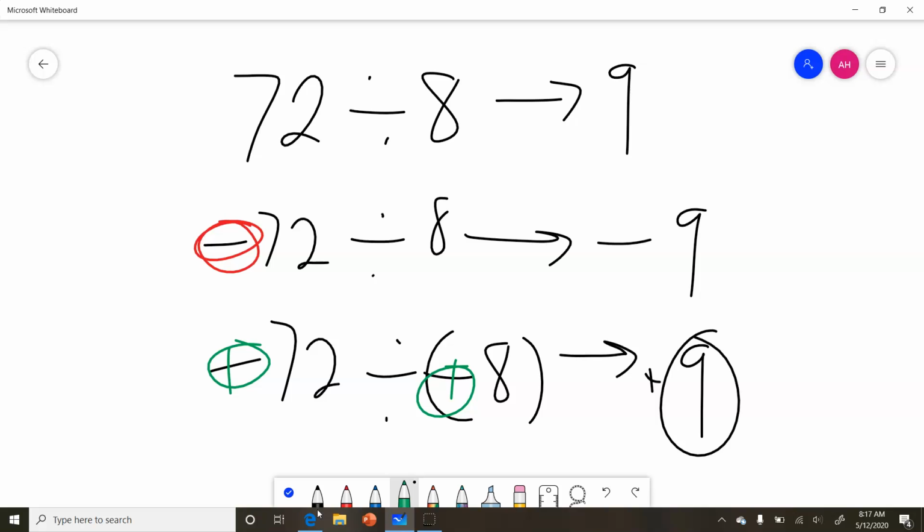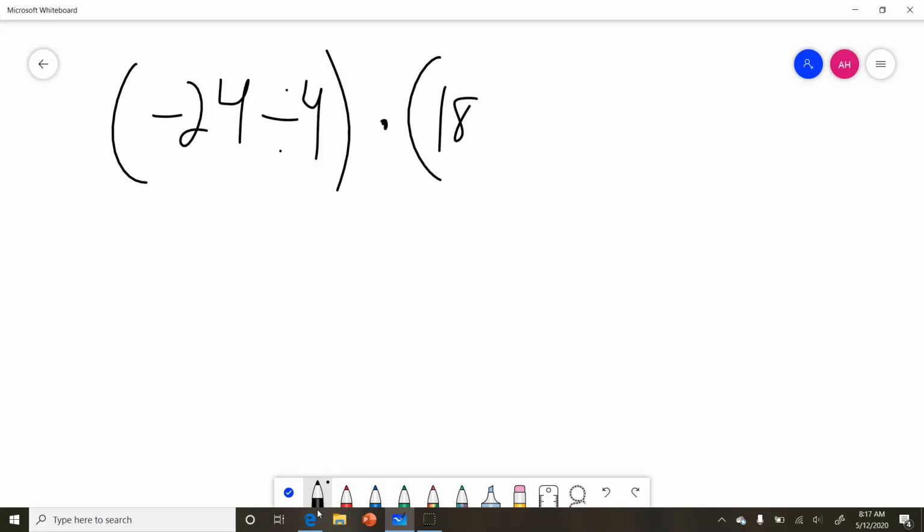So the homework that you're going to do is really going to work on that. That's important. That's easy, though. Everybody can do that one. So now it's when they give you one that has multiple steps. So let's do this one. Negative 24 divided by 4, in parentheses, times 18 divided by negative 3.